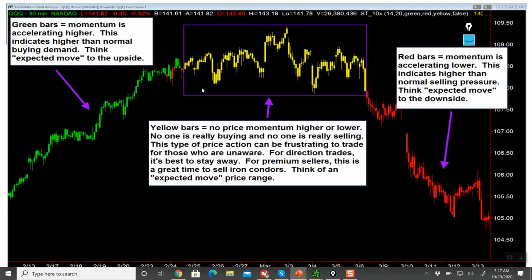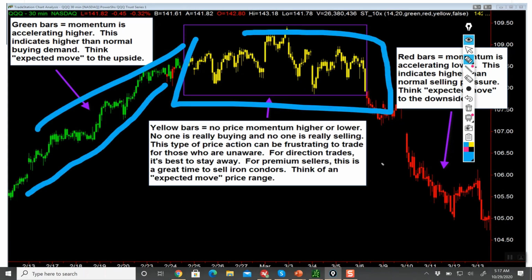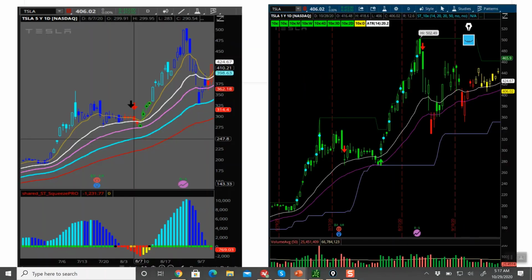Right, and this is what it looks like. Same chart, no reason to beat a dead horse. Momentum's going higher, sideways, and down. And then these 10x bars work really well with the squeeze as well. So here is Tesla.